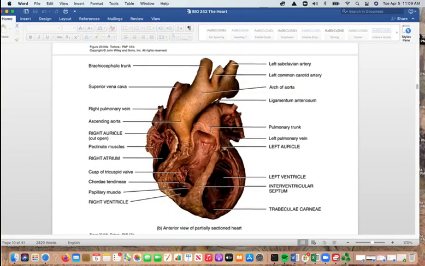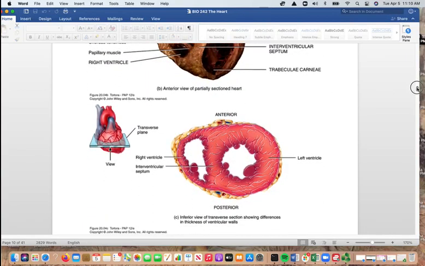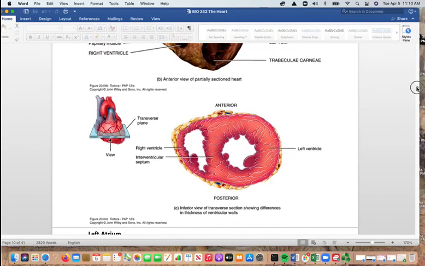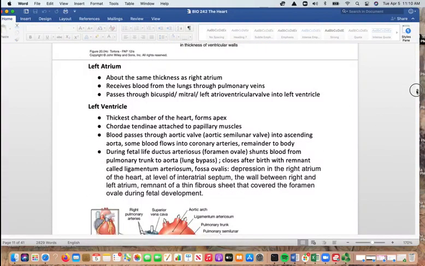And so another picture here, you've got the pulmonary trunk. This is a transverse plane cut of the heart, and you can see how much thicker the left ventricle is. The left atrium is about the same thickness as the right atrium. Both the atria are fairly thin.